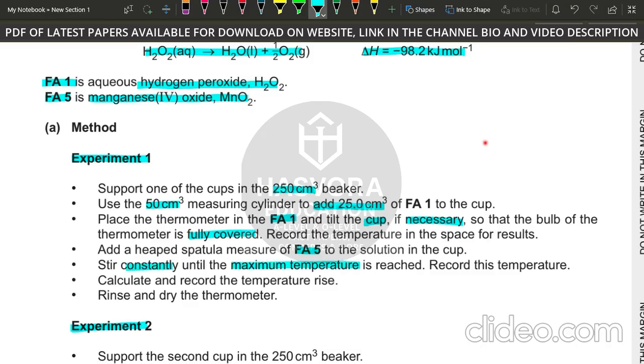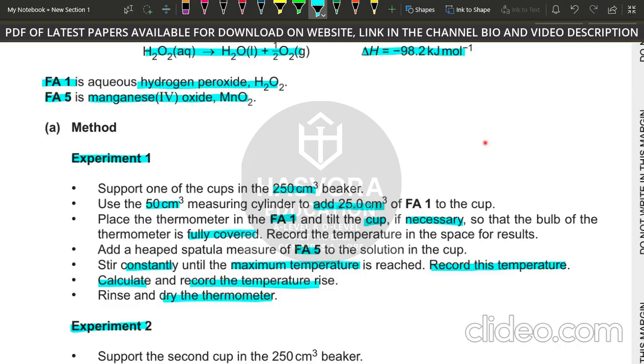So record this temperature. What you are going to do is stir the container until all of that mixes. Manganese oxide is a black solid, so stir until all of the black solid mixes up and dissolves. Okay, and then you are going to record the highest temperature it reaches. Then you are going to calculate and record that temperature rise, and rinse and dry the thermometer.